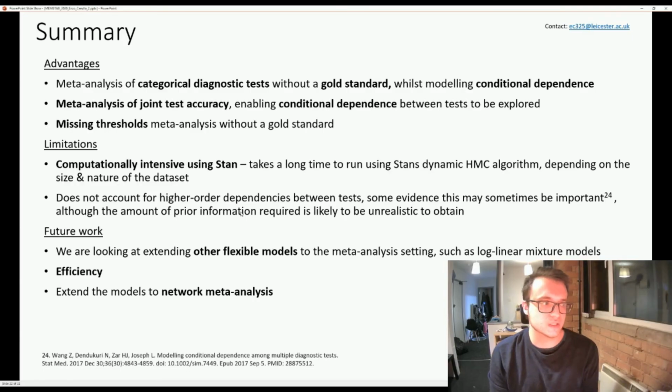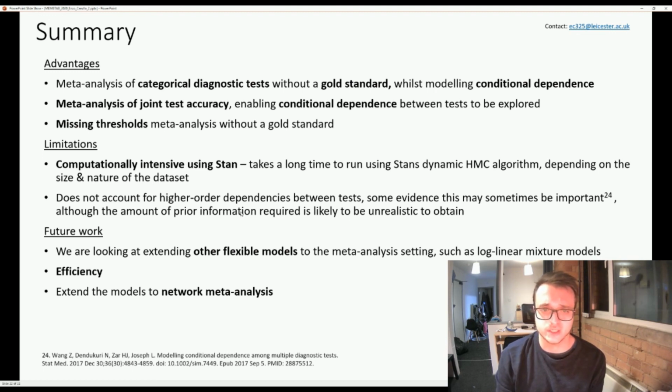Just to summarize, our method allows for the meta-analysis of categorical diagnostic tests without a gold standard, whilst modeling conditional dependence. It allows for meta-analysis of joint test accuracy, enabling the conditional dependence between tests to be explored. It allows for missing thresholds in meta-analysis without a gold standard. The limitations are that it's computationally intensive using Stan, so the models take a long time to run, depending on the data set. It doesn't account for higher order dependence between tests. There's some evidence this may sometimes be important. Also, the amount of prior information required is high.